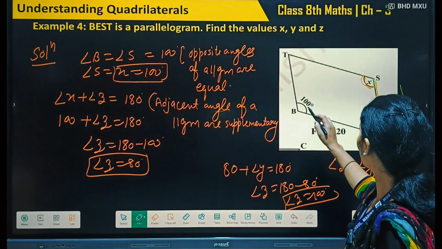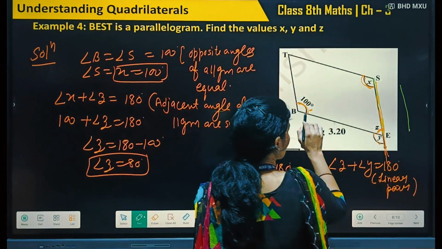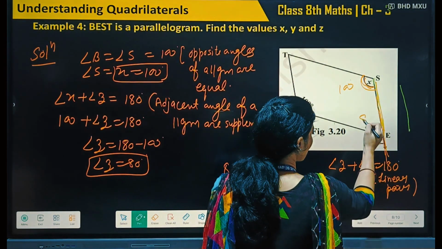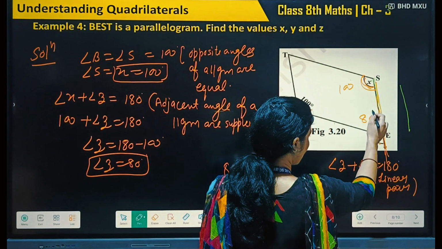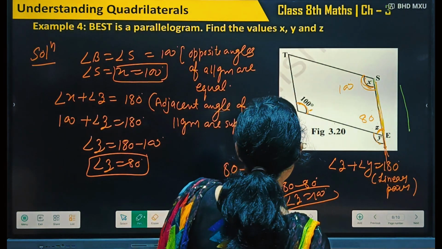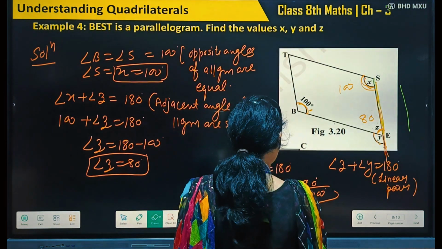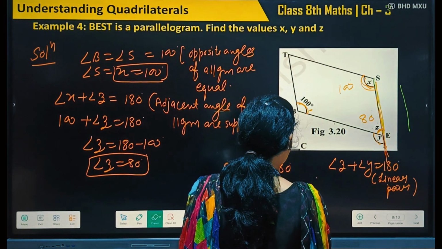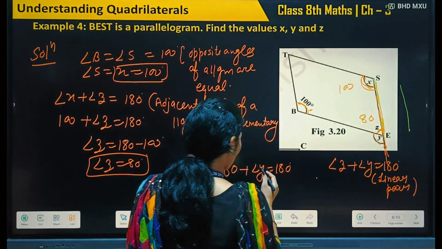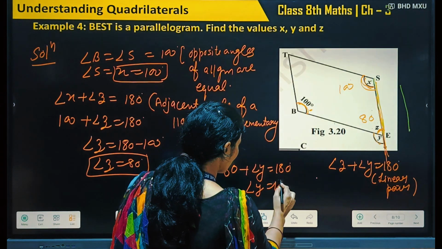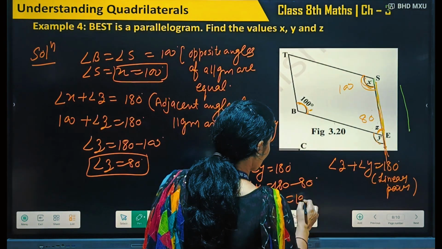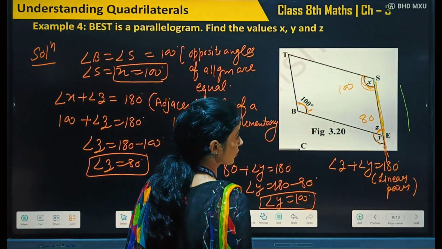What we got? Angle X is 100, angle B is 100 degree, angle X is also 100 degree. Z is 80, and Y is 100. Angle Y equals 180 minus 80. Angle Y equals 100.